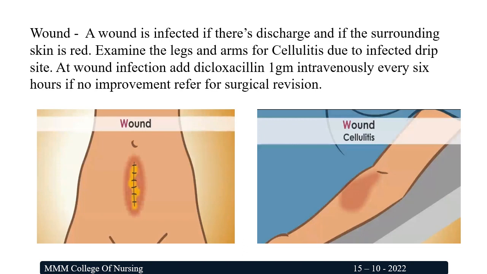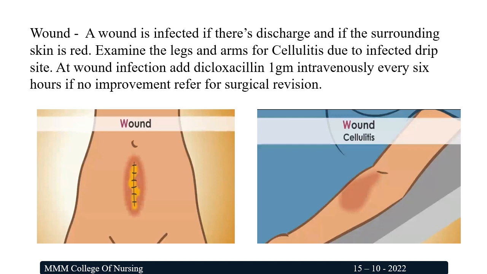The next W is the wound. A wound is infected if there is discharge and if the surrounding skin is red. Examine the legs and arms for cellulitis due to infected drip site. So these also can cause fever in the woman, right?